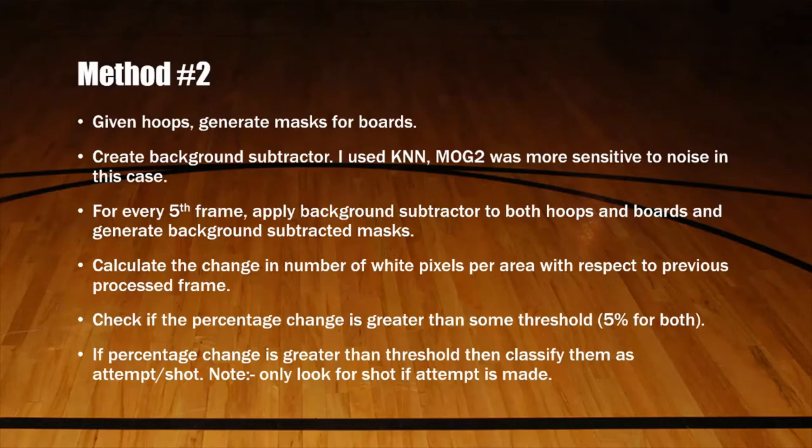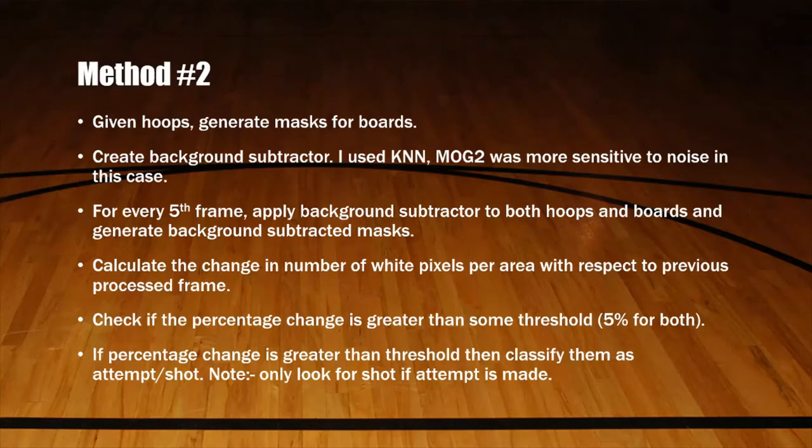Background subtraction basically takes the value of each pixel in our image into consideration, applies some statistical methods on it, and tries to find what is background and what is foreground. So if something is static or almost static inside an image, then it is considered as background, and the moving things are considered as foreground. So that's what background subtraction is. OpenCV provides two methods for doing background subtraction, KNN and MOG2. I tried both of them, but MOG2 was more sensitive to noise, and we don't need that in our case. We just need the noise to be kept as minimum as possible. So I use KNN.